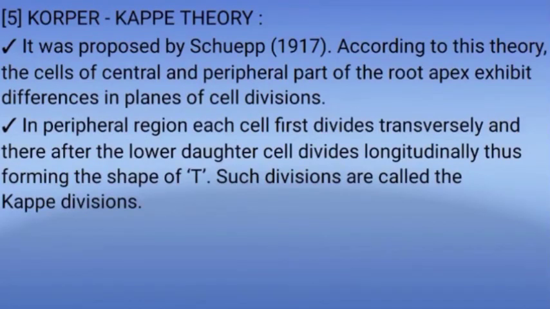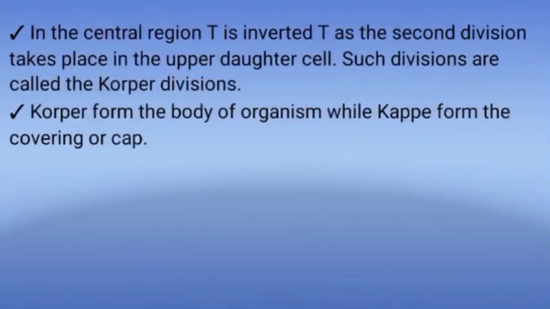of T. Such divisions are called Kappe divisions. In the central region, the T is inverted as the second division takes place in the upper daughter cell. Such divisions are called Korper divisions. Korper forms the body of the organism while Kappe forms the covering or cap.